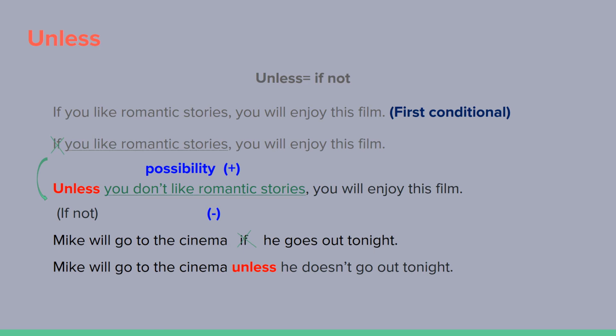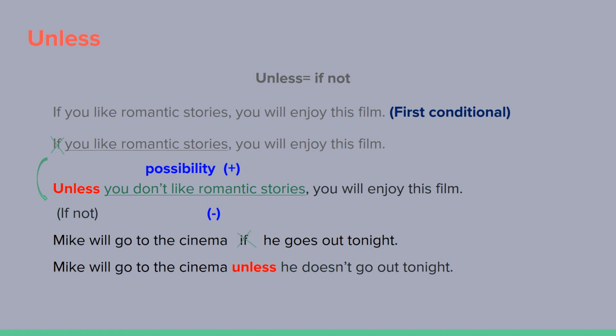We can also do the same thing in this example. Mike will go to the cinema if he goes out tonight. Now I want to write the sentence using unless, but I want to keep the meaning the same. So there are two things I need to change. Number one, replace if with unless. Number two, change the structure of the situation sentence.